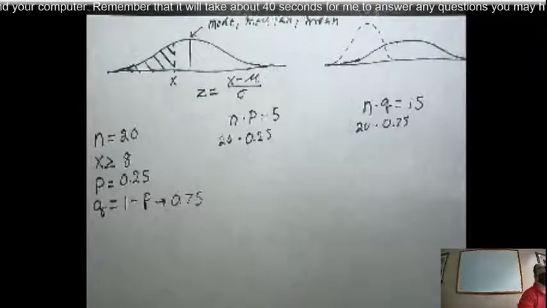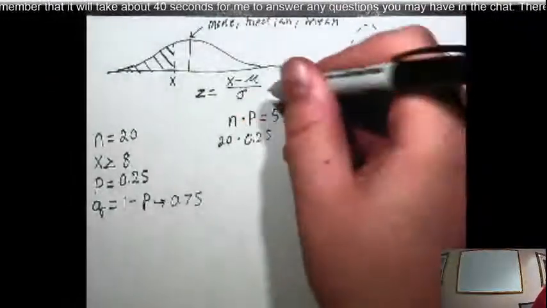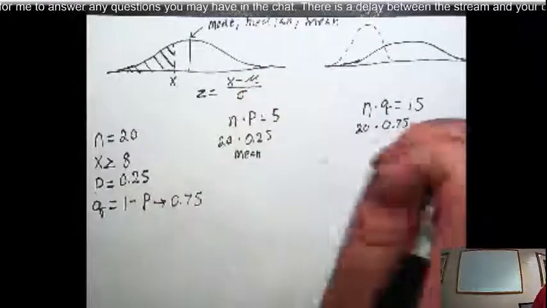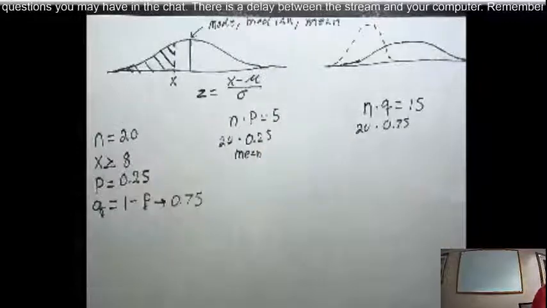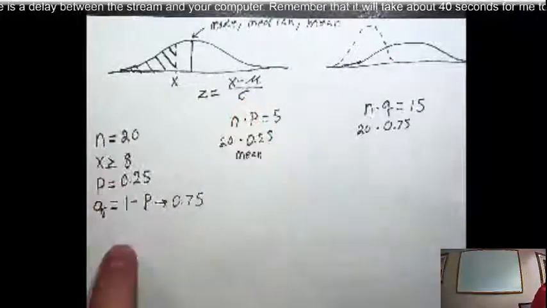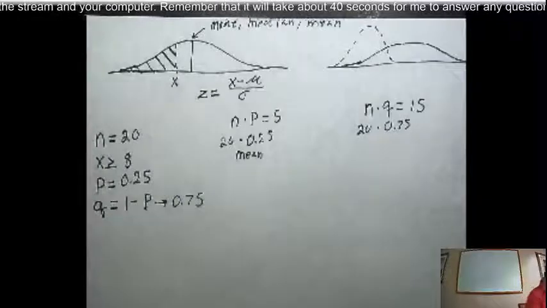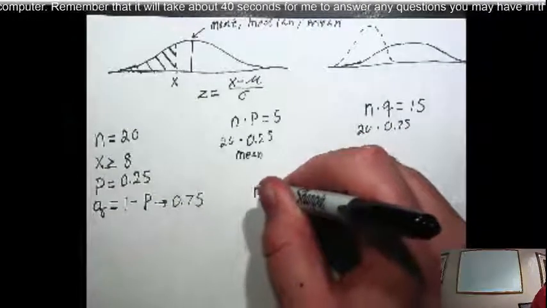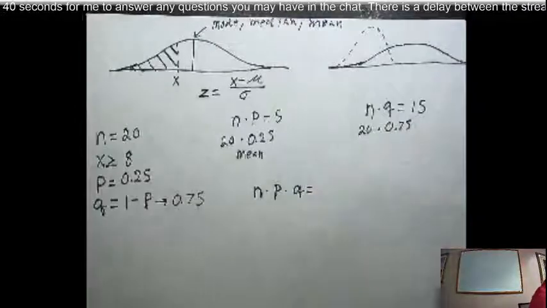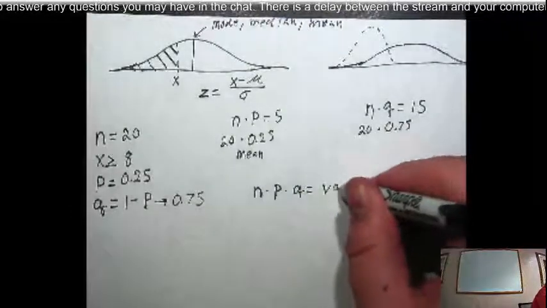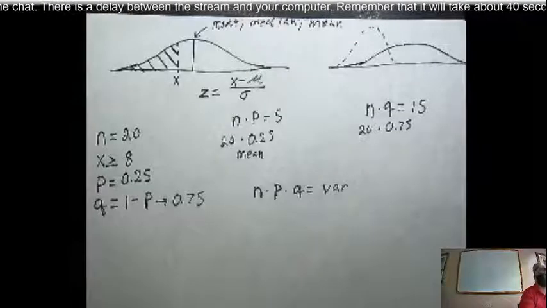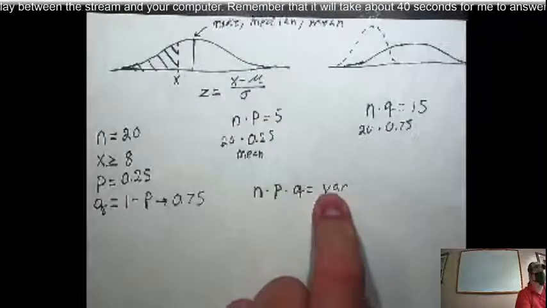Now something else we actually just found here, n times p, is also our mean. It's one of those pieces that we need for our z-score, so that's good. We've got one of our pieces. So our mean is 5. Well, another piece that we need for our z-score is standard deviation, but that's not something that's been given to us. Again, we're going to need to find that. So something we can do is n times p times q. This will give us not standard deviation, but variance. And if you remember, variance is just standard deviation squared. So if we take the square root of this, it will give us our standard deviation.